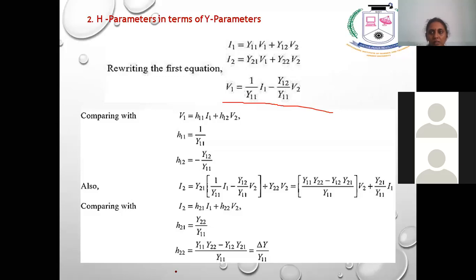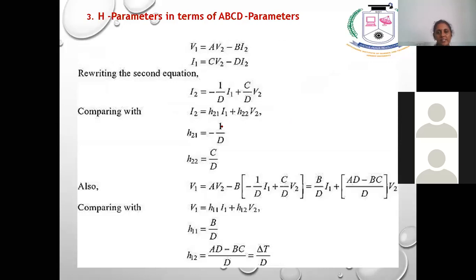Yes, ma'am. Manimoli, you are able to convert? Yes, ma'am. What is the answer? You are getting the answer perfectly. I will show the answers now on the screen. Just check. What is H21 answer? H21 is minus 1 by D. H22? H22 is C by D. Very good. H11? H11 is B by D. And H12 is? A D minus B C by D. Yes, very good. Super. All others, I hope you would have converted. So we'll proceed with the next one.